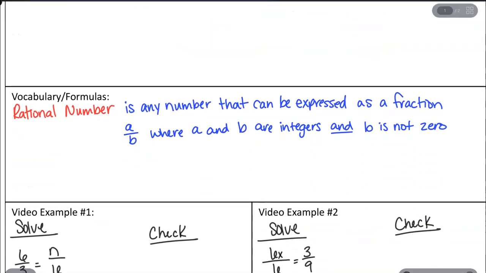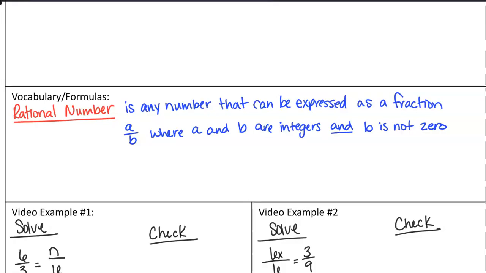So what is a rational number? A rational number is any number that can be expressed as a fraction a over b, where a and b are integers and b is not 0. So I know, go ahead, have your moment, freak out. We're going to be talking about fractions, the big F word, but I promise you have seen this before and we are going to get through it. It'll be fine.